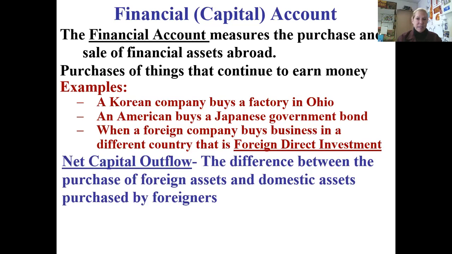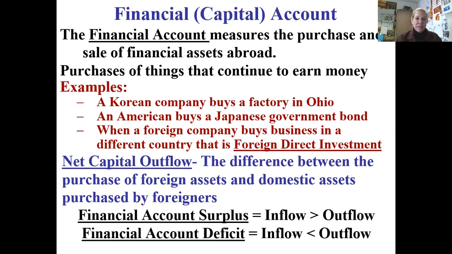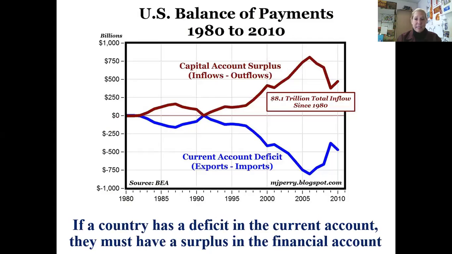Net capital outflow, that's the difference between the purchase of foreign assets and domestic assets purchased by foreigners. Financial account surplus is when the inflow is greater than the outflow. And the financial account deficit is when the inflow is less than the outflow. So U.S. balance of payments from 1980 to 2010, you'll notice they mirror each other. So if a country has a deficit in the current account, they must have a surplus in the financial account.